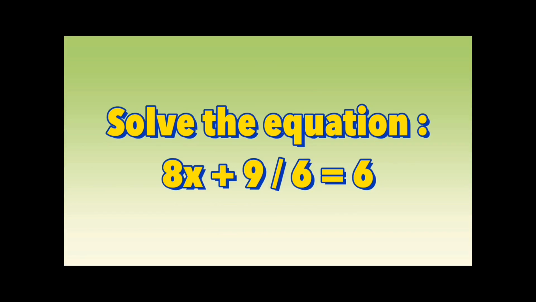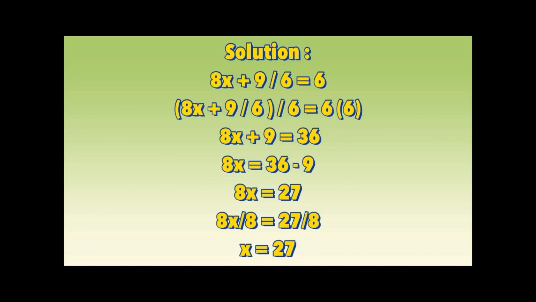Okay, the next problem is number 4. Solve the equation: 8x plus 9 over 6 equals 6. And our solution, first copy the given equation, 8x plus 9 over 6 equals 6. In this kind of equation, we're going to multiply both sides by 6. So on the left side, 6 divided by 6 equals 1, so the answer is 8x plus 9. And the right side is 6 times 6 equals 36.